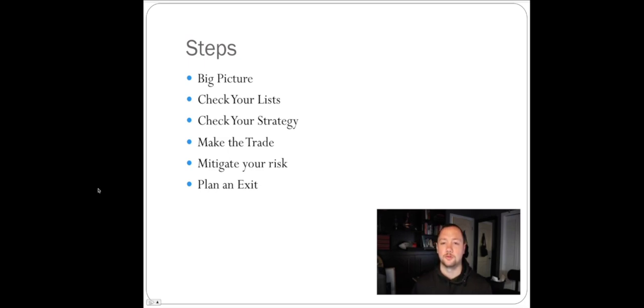Fifth, mitigate your risk. Put on a stop loss, put on a covered short, or use different ways to diversify your portfolio so that your risk is mitigated in case your analysis is wrong. And lastly, plan for an exit. Actually plan to take profits from it. Where do you want to exit? Where are you willing to exit? And if your trade goes sour, where are you going to exit no matter what?